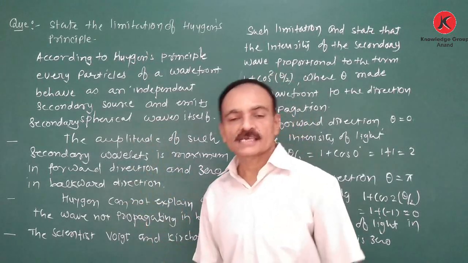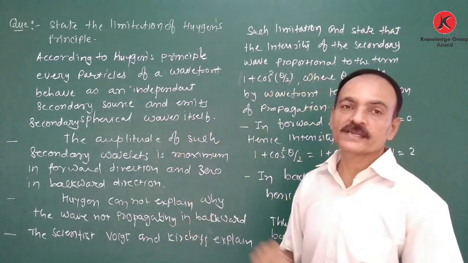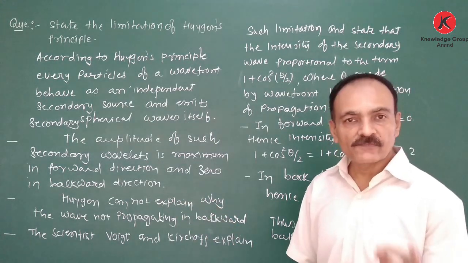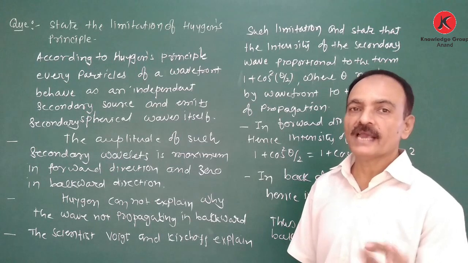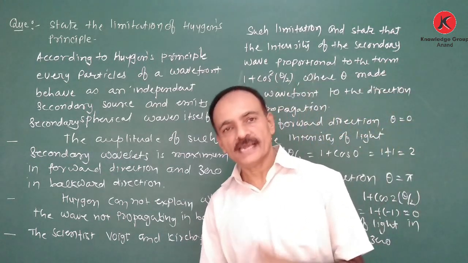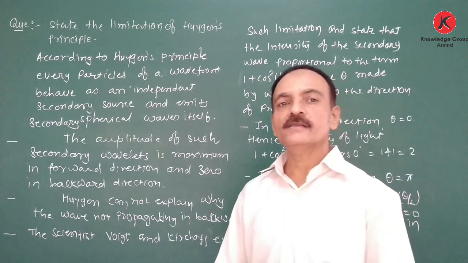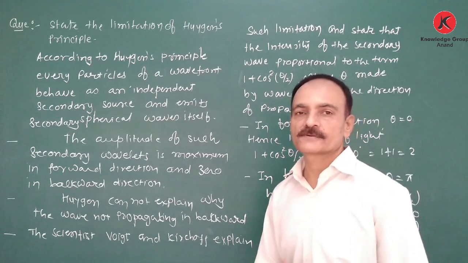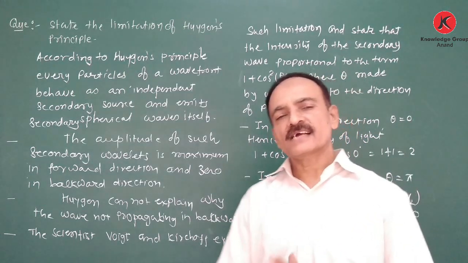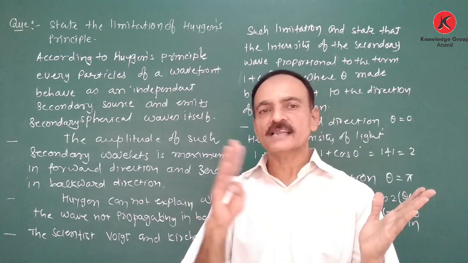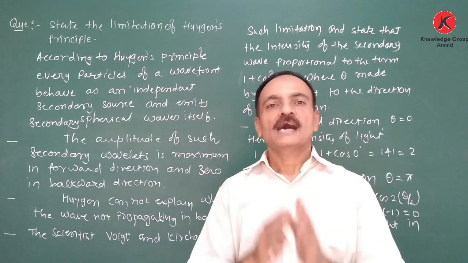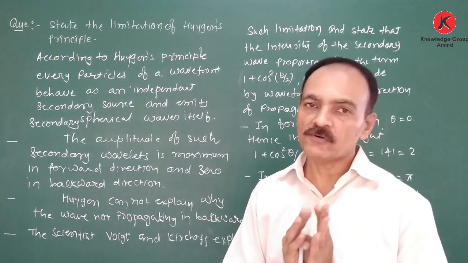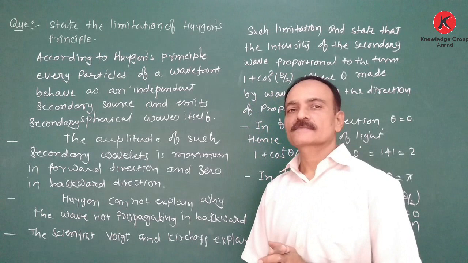Just now we discussed the Huygens principle for spherical and plane wavefronts. In both, we discussed that each and every particle of a wavefront behaves as an independent secondary source and emits secondary spherical waves. That means we consider one wavefront, with the forward direction and the back direction, both sides. After a small interval of time, we obtain the new wavefront. But actually, what happens?